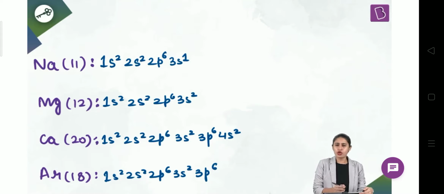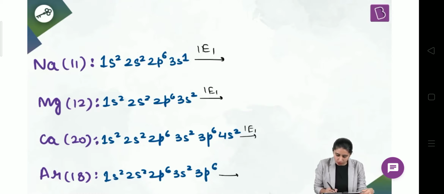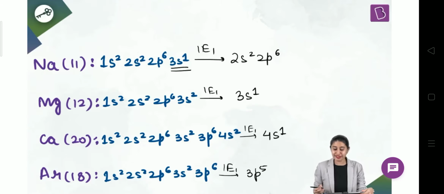But let's say that anyhow we have to remove one electron. Let's remove one electron, which is called IE1, which means removal of one electron, okay? So when we make all of them unipositive ions, the valence shell electronic configuration here will be 2s2, 2p6, 3s0. Then for the other one, we will have 3s1. Then for the other one, we will have 4s1. And for the other one, we will have 3p5.